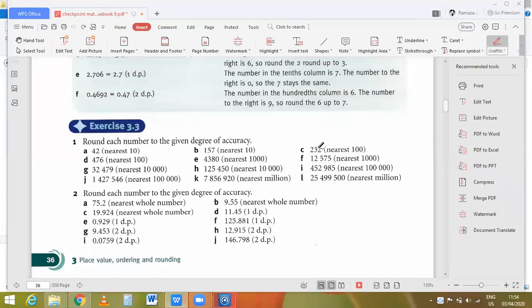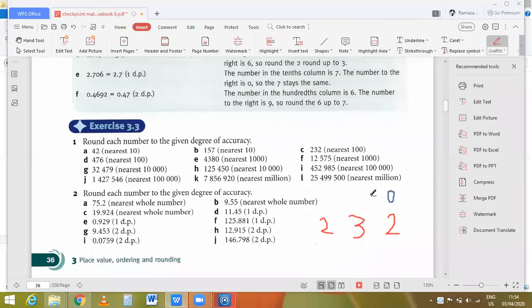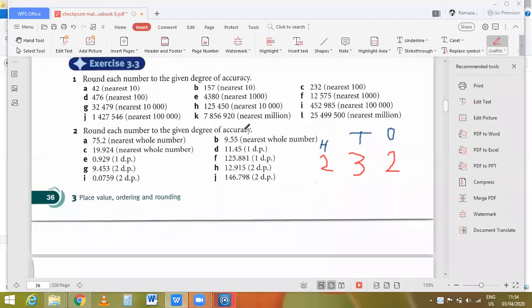Okay, let's say 232. This time it's asking for the nearest hundred. Let's write the sections again. This is ones, this is tens, and this is hundreds. Since it's asking hundreds, which one is the hundreds section? As you can see here, this is our hundreds section.